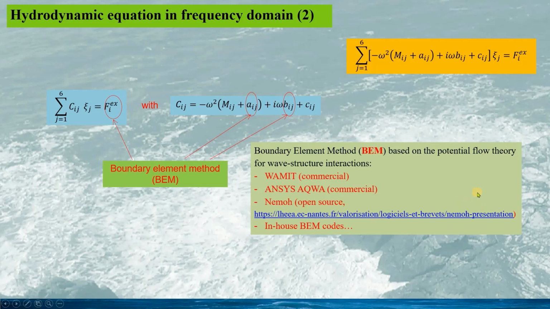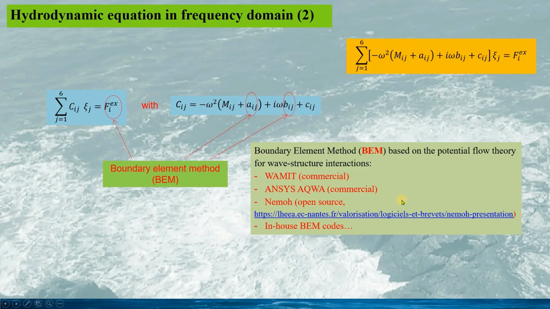Here, some famous boundary element methods are listed. This includes WAMIT, Wave Analysis MIT. This is the most popular and the most used commercial code for both research and development. ANSYS AQWA is another commercial code with a very good integrated graphic interface as a part of the ANSYS code.